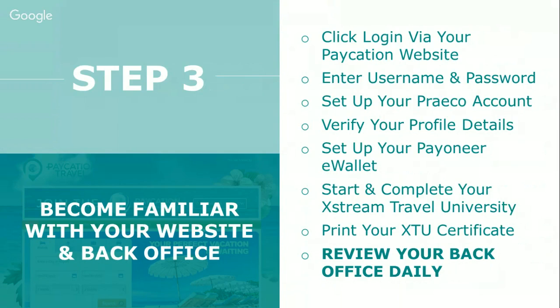All right, next step, set up your Preco account. Preco is the communication system that we have here in Paycation. It's the way that corporate communicates with everybody. Also, it's the way your upline, your sponsors and your leaders communicate with you. If something is happening within the company, or within your local market or regional area, you'll know about it because you'll get an email or a text message from your leader.